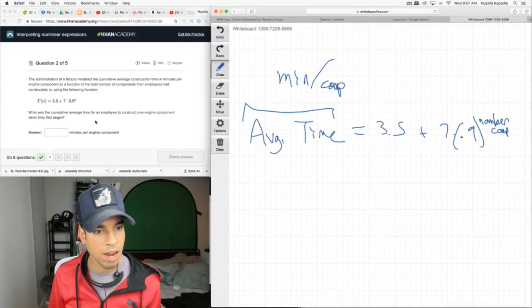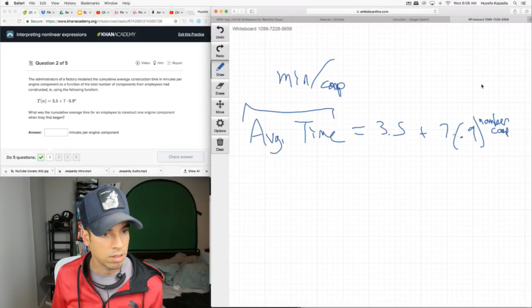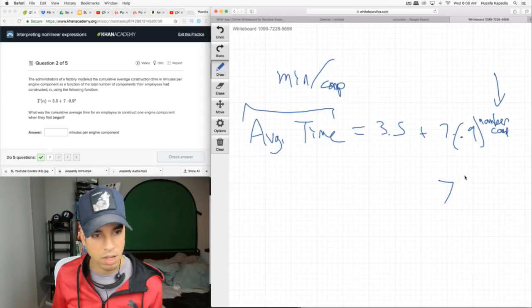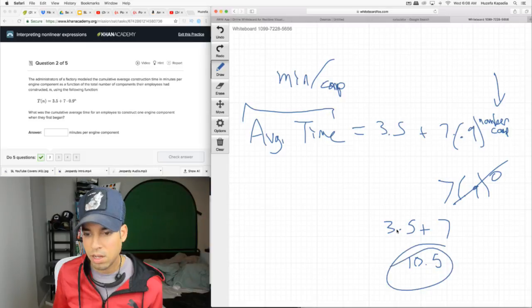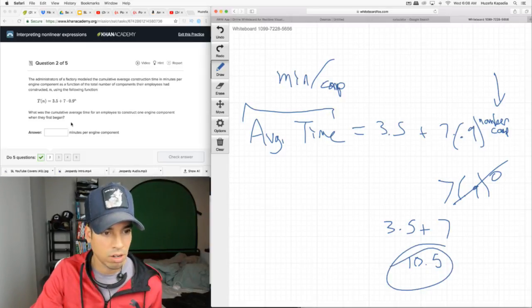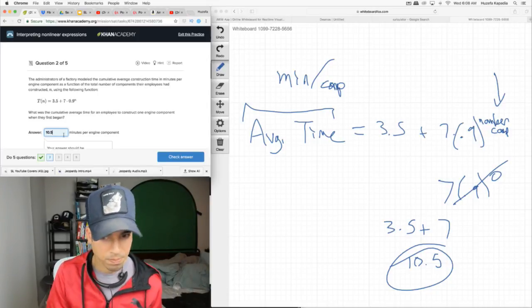What was the cumulative average time for an employee to construct one engine component when they first began? When they first begin, that n would be 0. 7 times 0.9 to the 0th power, which is just 1. Anything to the 0th power is 1. So it's 3.5 plus 7, which should be 10.5. And this is a non-calculator section. You don't need a calculator for this, as you can see. Let's see if that's right.